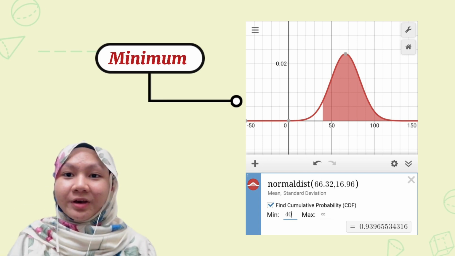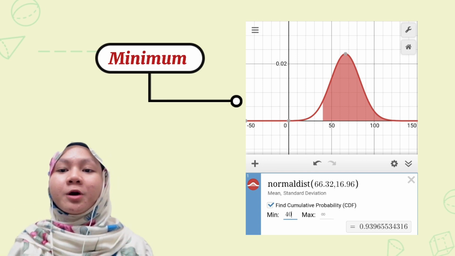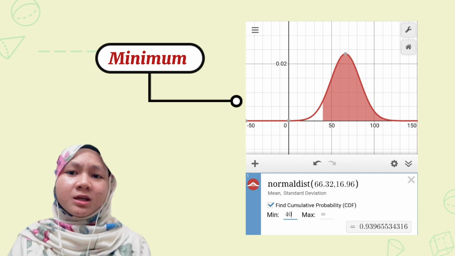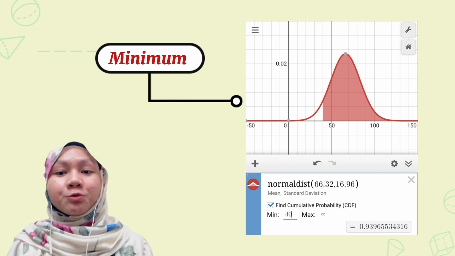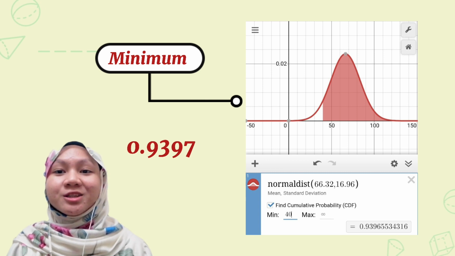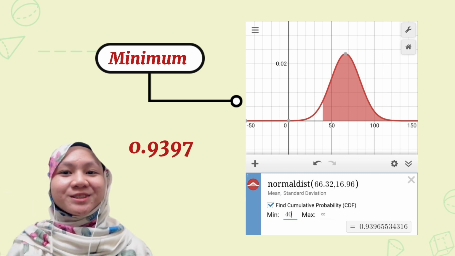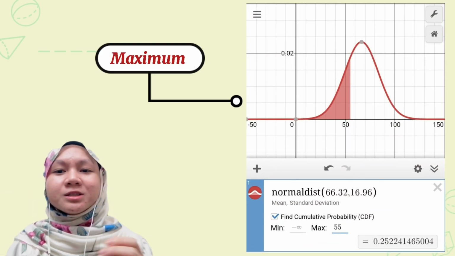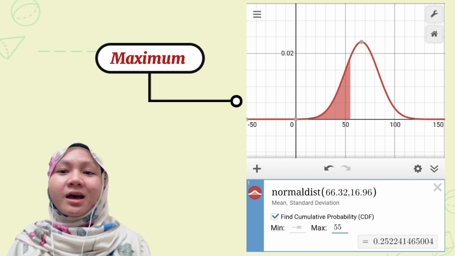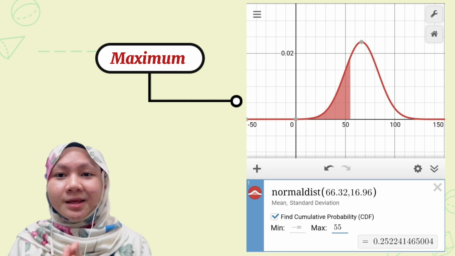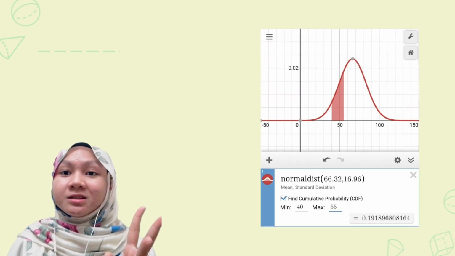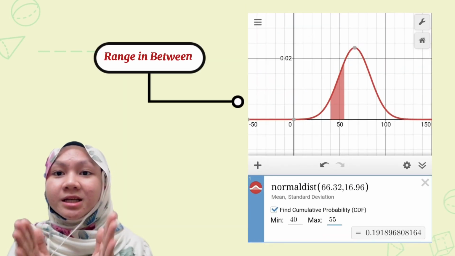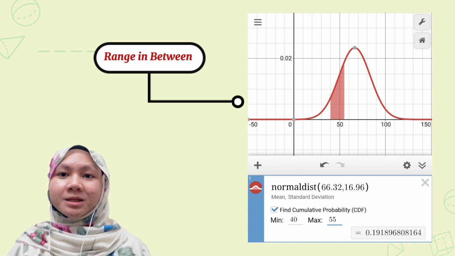By inserting the minimum value, we can see that the probability is more to the right side of the graph. The value of probability that we obtain is 0.9397. As for the second graph, the probability is more to the left side, and the value of probability that we obtain is 0.2522. The third graph, which represents the range in between, the value of probability obtained is 0.1919.